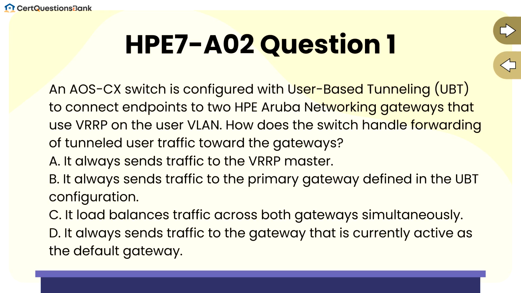A. It always sends traffic to the VRRP master. B. It always sends traffic to the primary gateway defined in the UBT configuration. C. It load balances traffic across both gateways simultaneously. D. It always sends traffic to the gateway that is currently active as the default gateway.